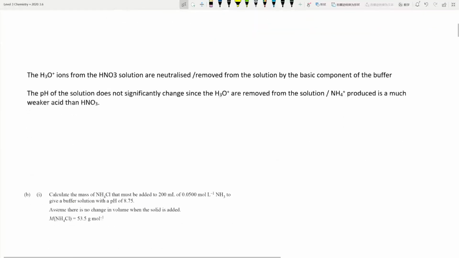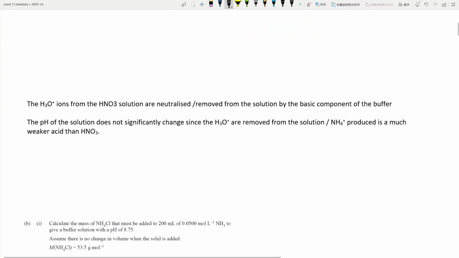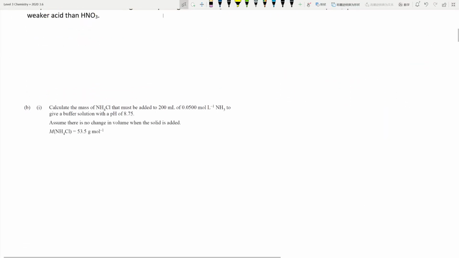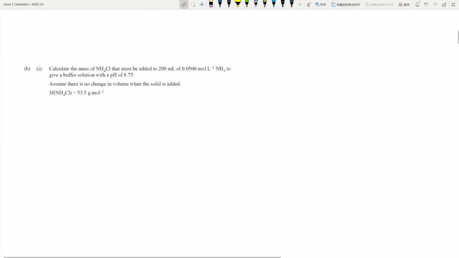Okay, so I think I've done the answers here. The H3O+ from the HNO3 are neutralized, so they're removed by the base component. So the pH does not significantly change since the H3O+ are removed, and you produce a much weaker acid, which partially dissociates. The equations are here. I didn't put the equilibrium equation here because OneNote doesn't like equilibrium arrows, so I just deleted it.